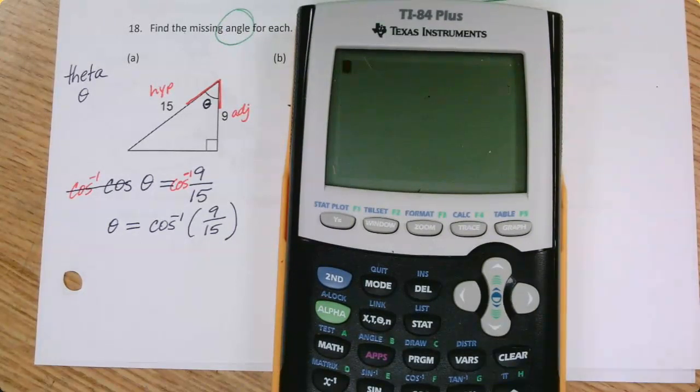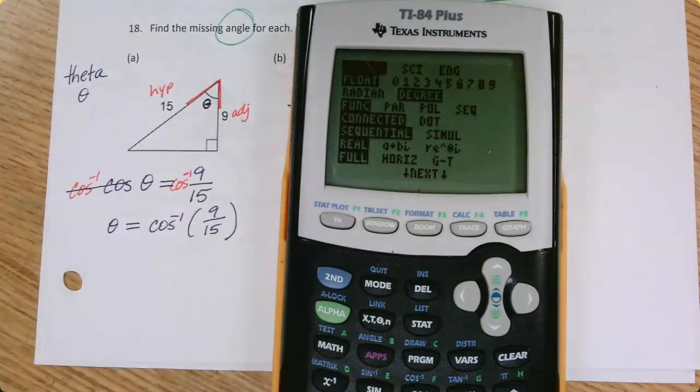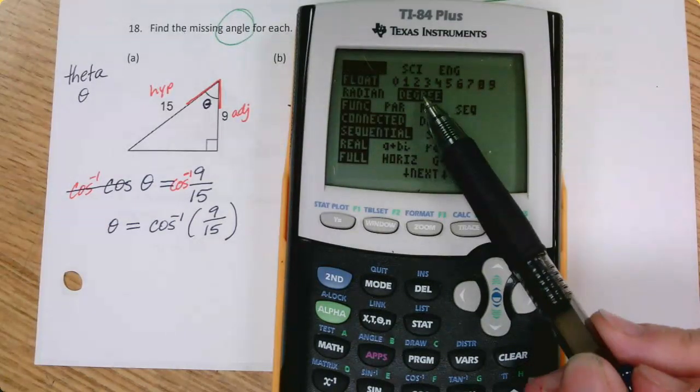All right, so inverse cosine, you press the second button to go up above cosine, and it gives you that little -1 thing. It's not cosine to the -1 power. The -1 is just notation. It's just inverse cosine. And then 9/15. That's the same as 9 divided by 15, and I get 53.13. Be careful if you're using a graphing calculator. Okay? It needs to be in degrees. For everything we're doing here, it needs to be in degrees.